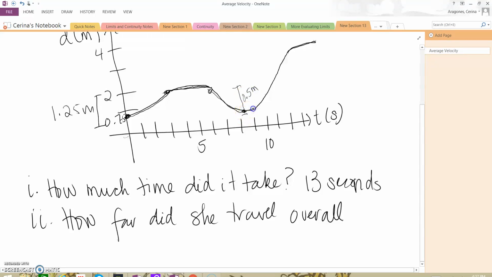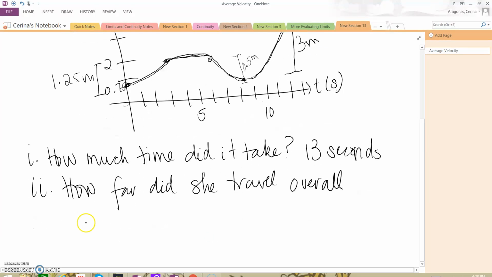Then she walked away from the motion detector, and she walked a distance of about, let's say from 0.5 to 3.5, so about 3 meters. And then she stopped walking once again. She didn't really travel much distance.